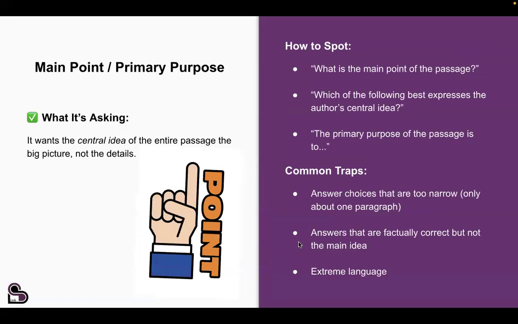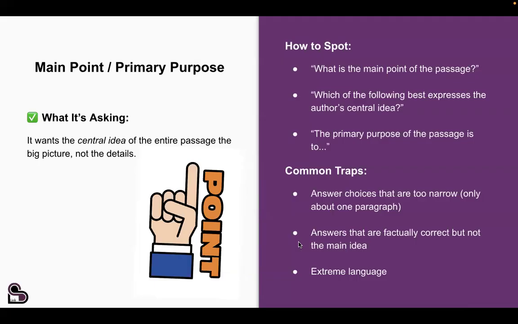A main point or a primary purpose question. So what is it asking? It wants the central idea of the entire passage, the big picture, but not the details. How to spot it? What's the main point of the passage? That might be your question. Which of the following best expresses the author's central idea? The primary purpose of the passage is to.